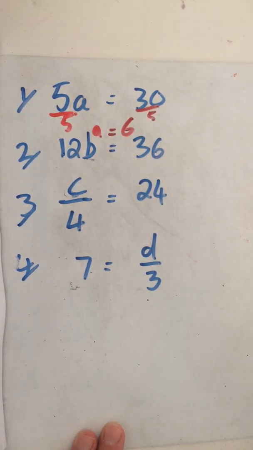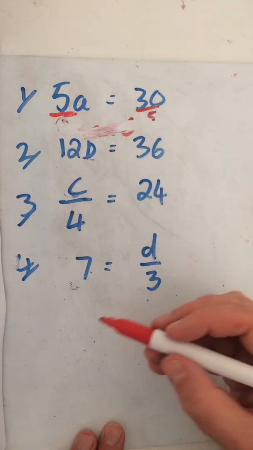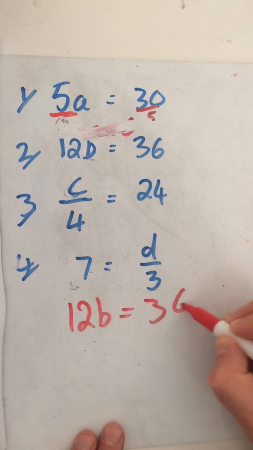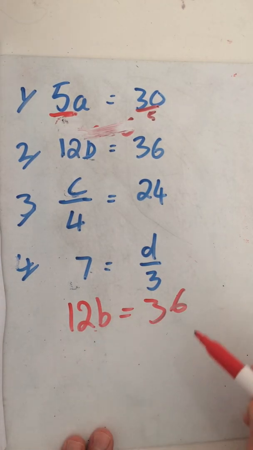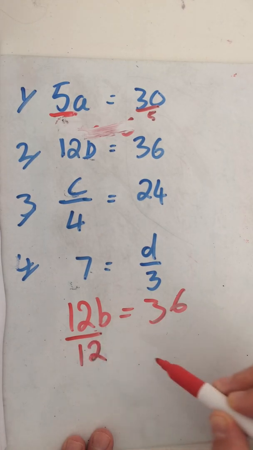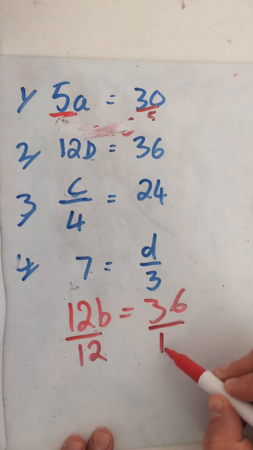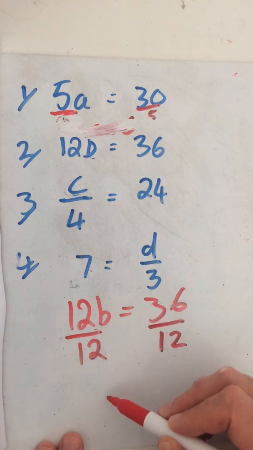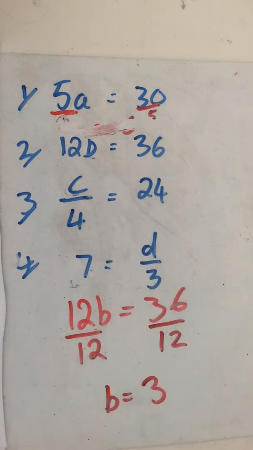Let's have a look at the next question. I'll do it underneath. 12b is equal to 36. So again, I want to get rid of this 12, and it's 12 times b, so I'm dividing by 12. Because it's the balance method, I have to do the same on both sides. 12b divided by 12 is b. How many 12s in 36? 3. 12 times 3 is 36.